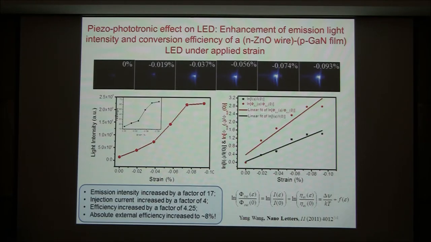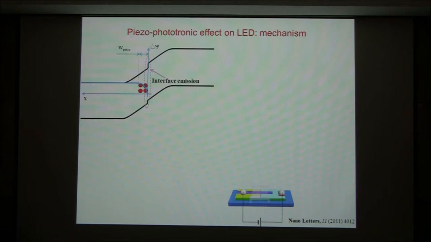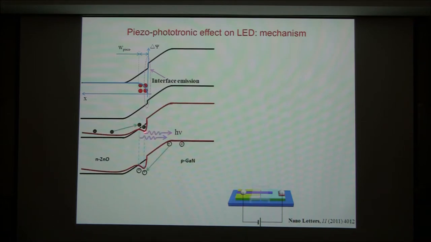This huge enhancement is because we introduce a charge channel at the interface. Let's say the p-type and n-type band structure here. If you have a piezo charge from the left-hand side, the zinc oxide, this produces a charge channel here. The mobility of electrons is a lot higher than holes, so the transport of the electrons largely dictates the recombination rate of the carriers to produce a photon.